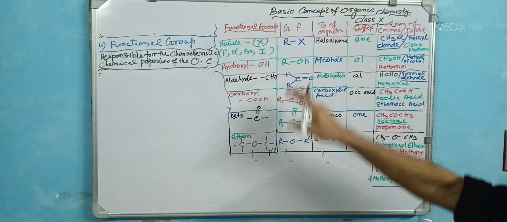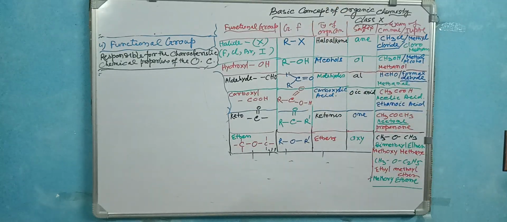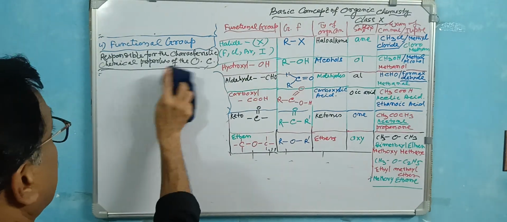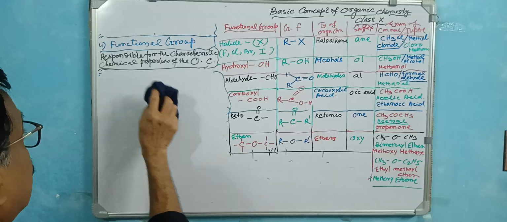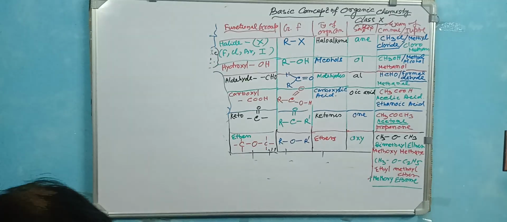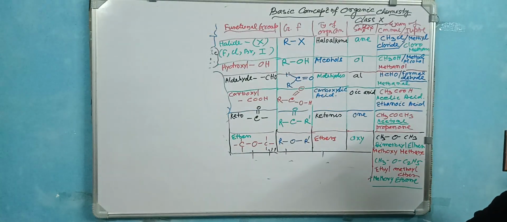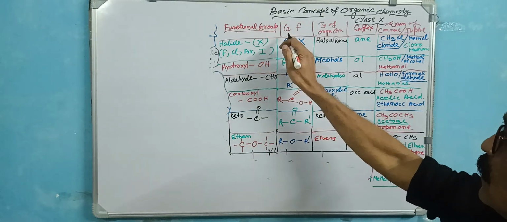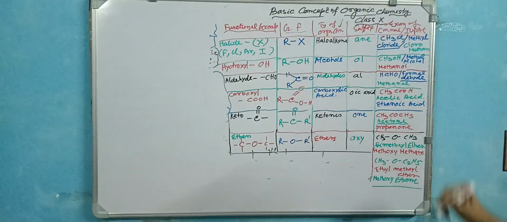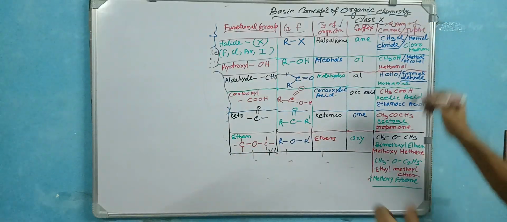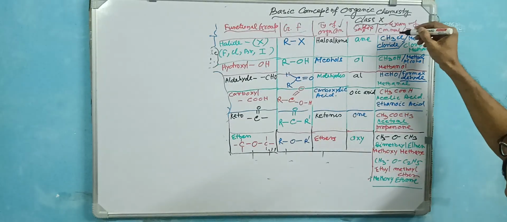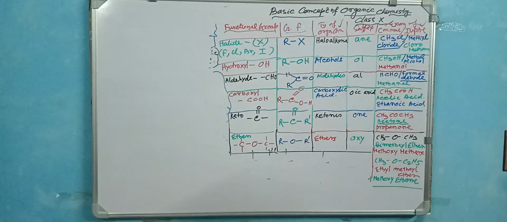I will write many functional groups here for your better understanding. This is responsible for the chemical property of the organic compound. Now there are different types of functional groups. First, this is the chart of functional groups. This is the general formula of the functional group. This is the type of organic compound. This is the suffix, what is the name, and this is an example compound of the functional group. First is the common name and second is the IUPAC name.